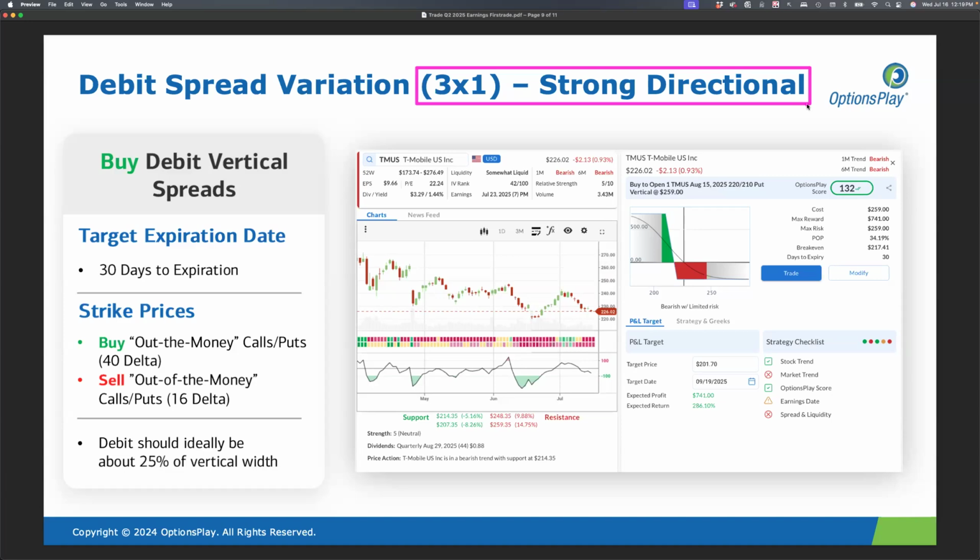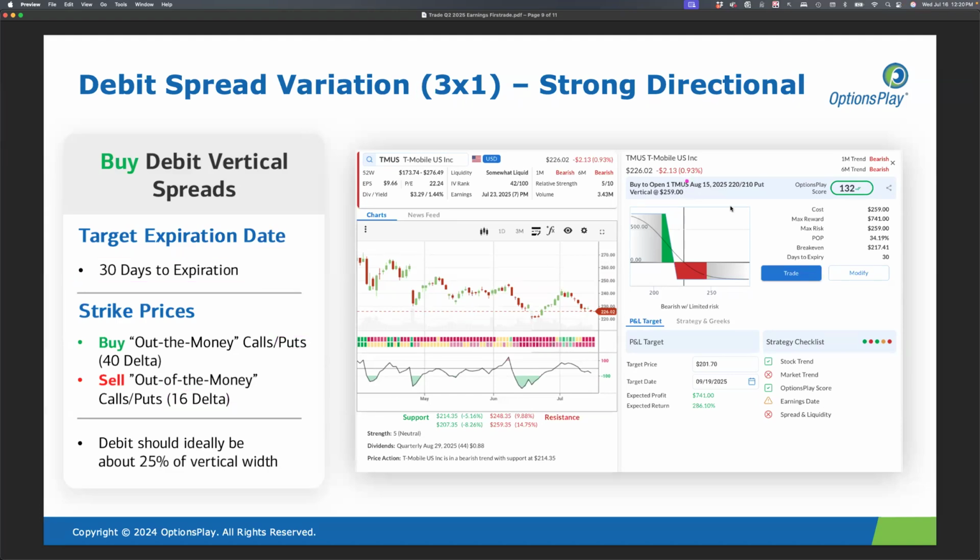you do make modifications to the standard debit spread to account for the fact that you're trading earnings and you're trading something that has a binary event. So when you're using a debit spread for a binary event, I like to use a 3-by-1 debit spread. So what I'm doing is I'm going out 30 days from expiration and I'm looking at buying an at-the-money call or a put. Because T-Mobile is a bearish view, I'm going to look at buying an out of the money put option. And then I'm also going to sell a further out of the money option against it around a 16 delta.